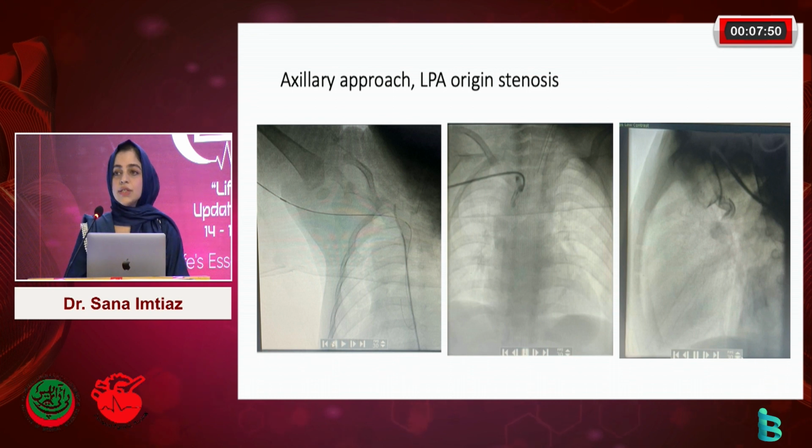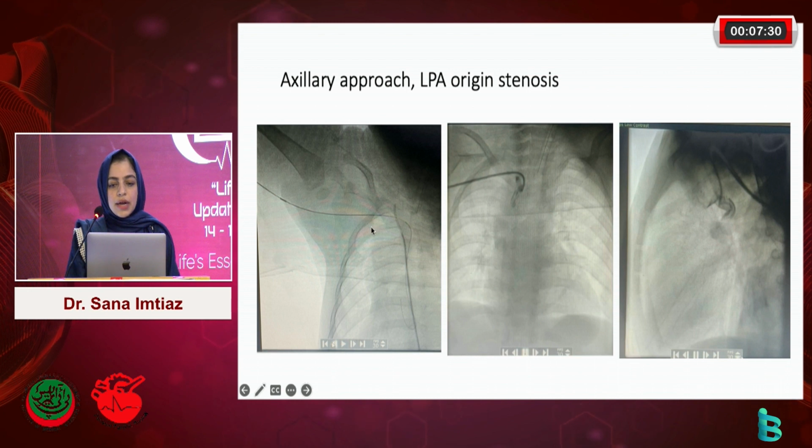So after CT angio, we planned for axillary approach. But for axillary approach, first the right femoral artery was accessed. An angiogram was done to delineate the right subclavian and right axillary artery. Unfortunately, I don't have that angiogram with me. But you can see that a 0.035 trauma wire was introduced into the right axillary artery from the femoral approach, and the right axillary artery was then accessed under fluoroscopic guidance.